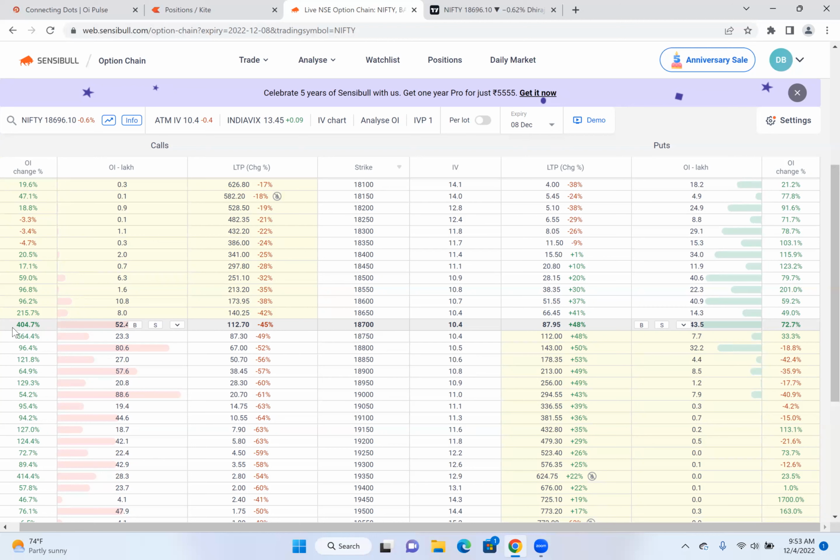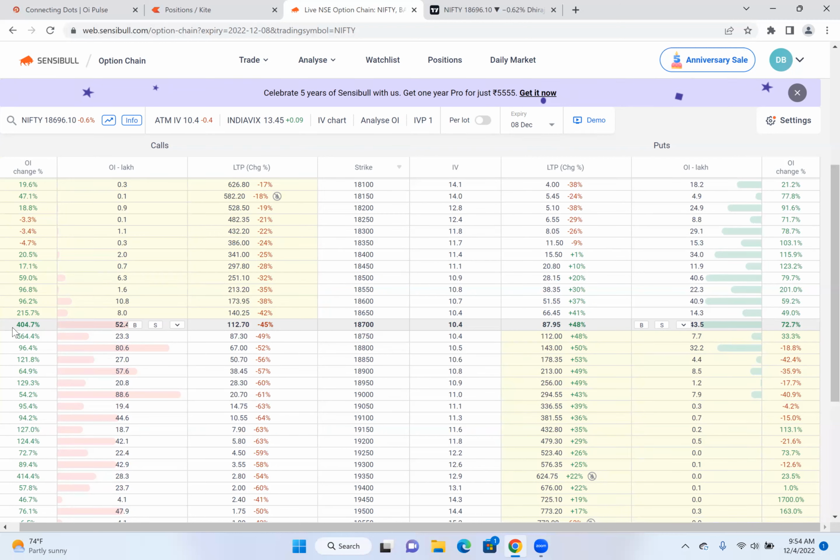Now, only with this data, and this question is more for people who are a little beginner, please answer. What sense are you making out? Is the market bullish or bearish? Bullish. Here it is bullish. Yeah, the market is bullish. Everyone is saying the market is bullish. Okay. Bearish, who is saying?